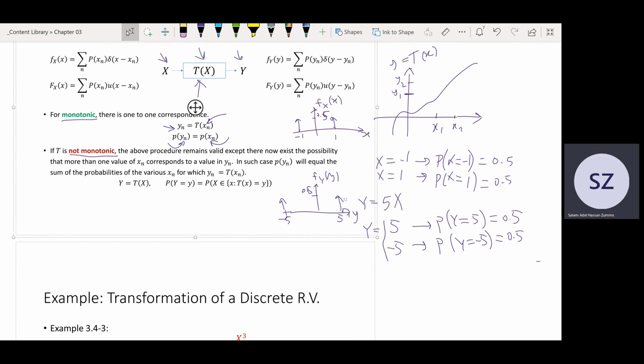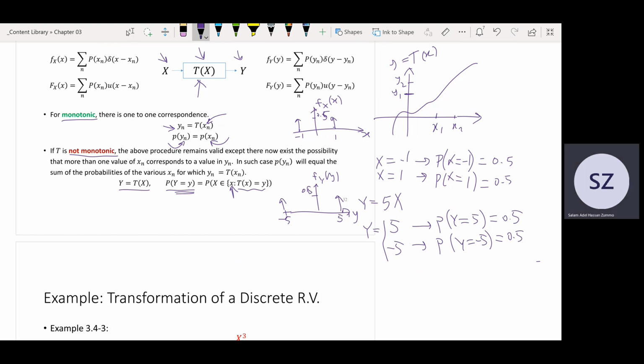So going back to the non-monotonic case: non-monotonic means that y changes with respect to x. For every y, you do not necessarily have one x, so not only one-to-one. It might be more than one x. So in this case, given that y equals T(x), the probability that y equals a specific value equals the probability of the values of x such that T(x) equals that value.